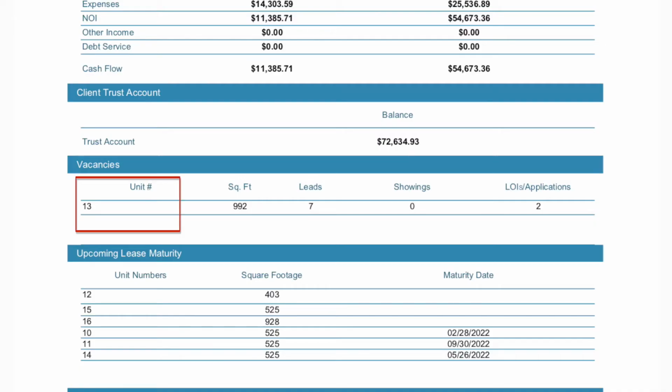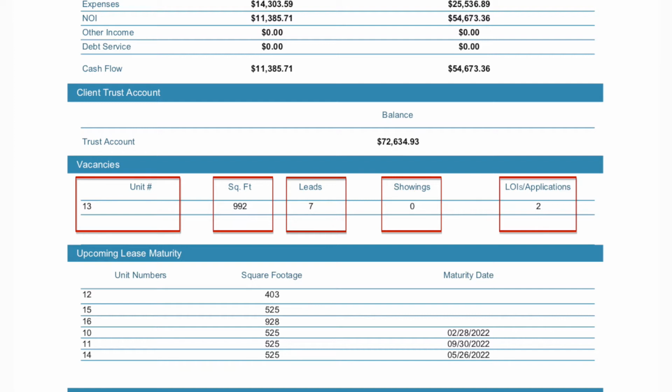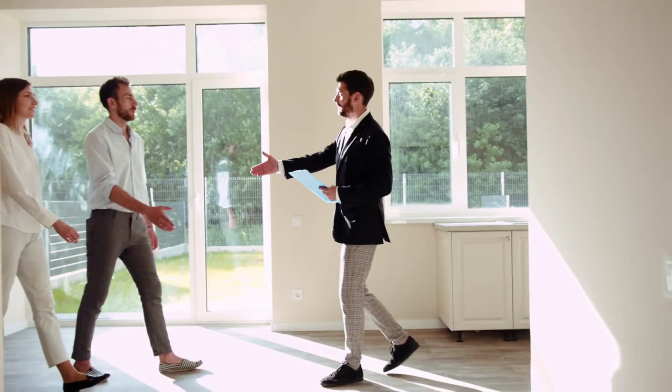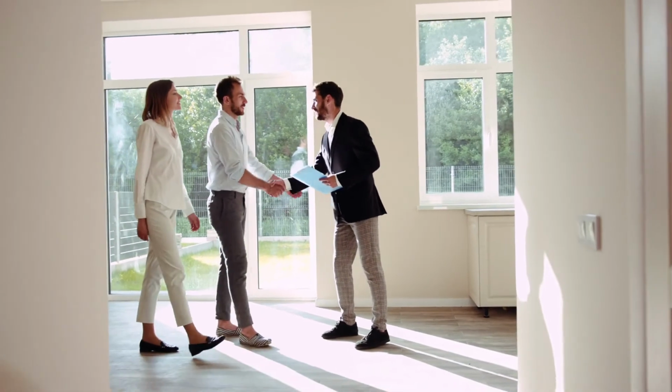Vacancies. Next, we have the vacancies section, which will show you which units were vacant during the month, the size of each unit, how many leads your property manager has spoken to about the unit, how many showings we did, and how many rental applications we received. This section is a great snapshot of all the leasing activity that has been taking place at the property.